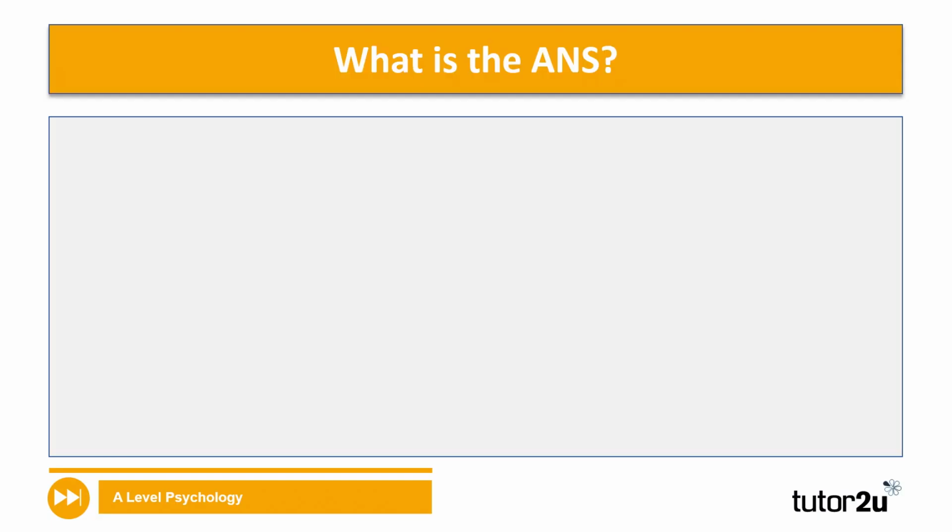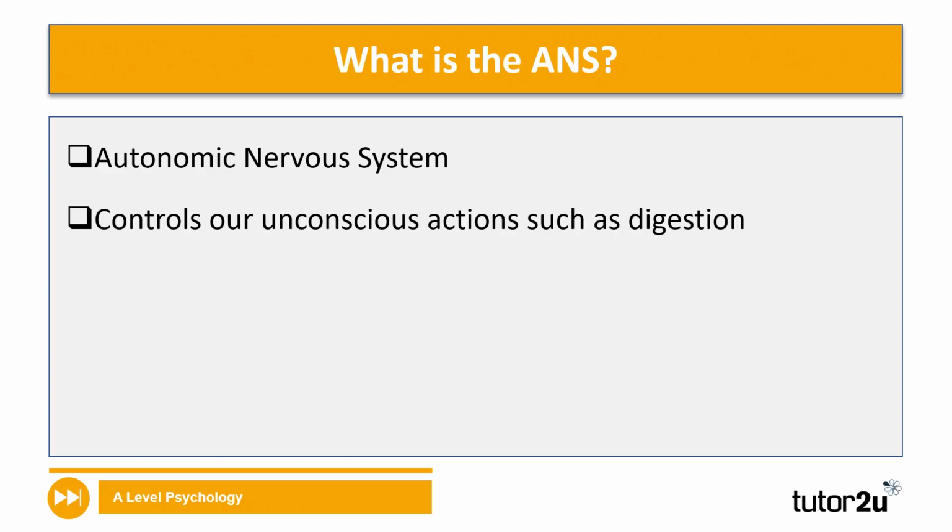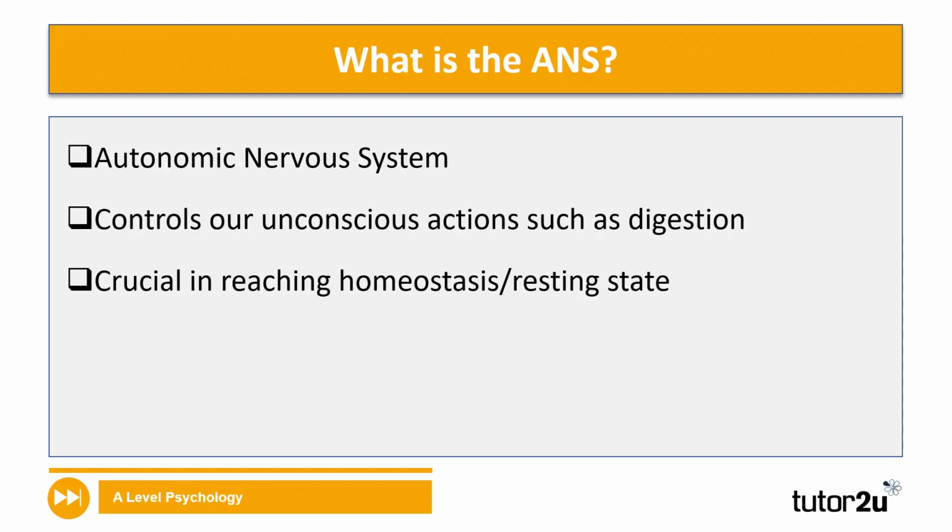Now that leaves the autonomic nervous system, which is the other half of the peripheral nervous system. So what is it? Well, we know it stands for the autonomic nervous system. It controls this time our unconscious actions, so things that we know happen to our body, but we don't necessarily choose to turn them on or off, such as our digestive system. The ANS is crucial in reaching homeostasis, otherwise known as our equilibrium or our resting state.